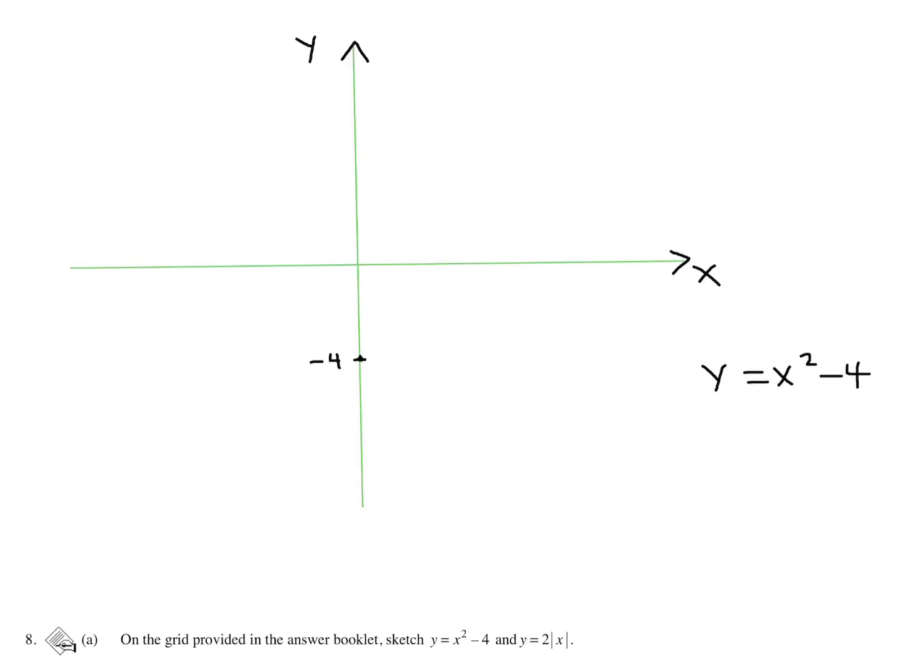And then to get the x coordinates, set y equal to 0. So you'll have x squared minus 4, and that means x squared is equal to 4, and then x is equal to plus or minus 2. So approximately here and here, 2 and minus 2. So it's a parabola, so it's going to be basically something like this.